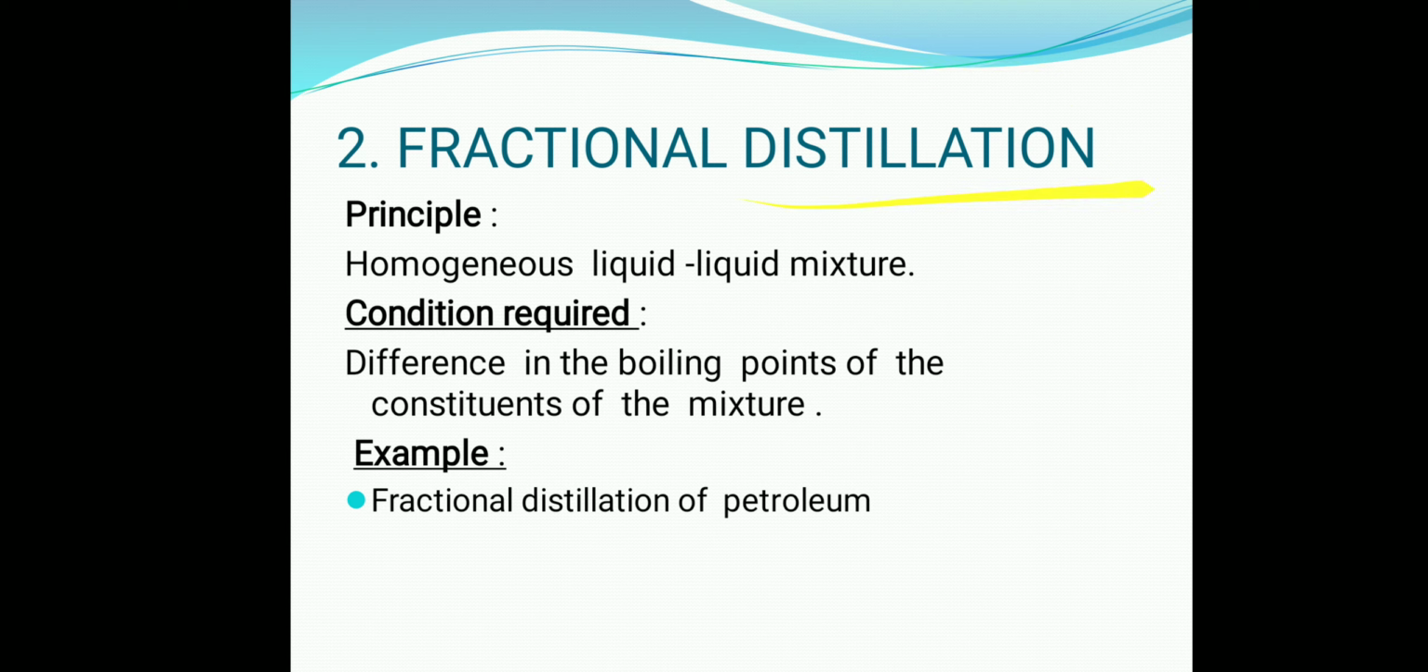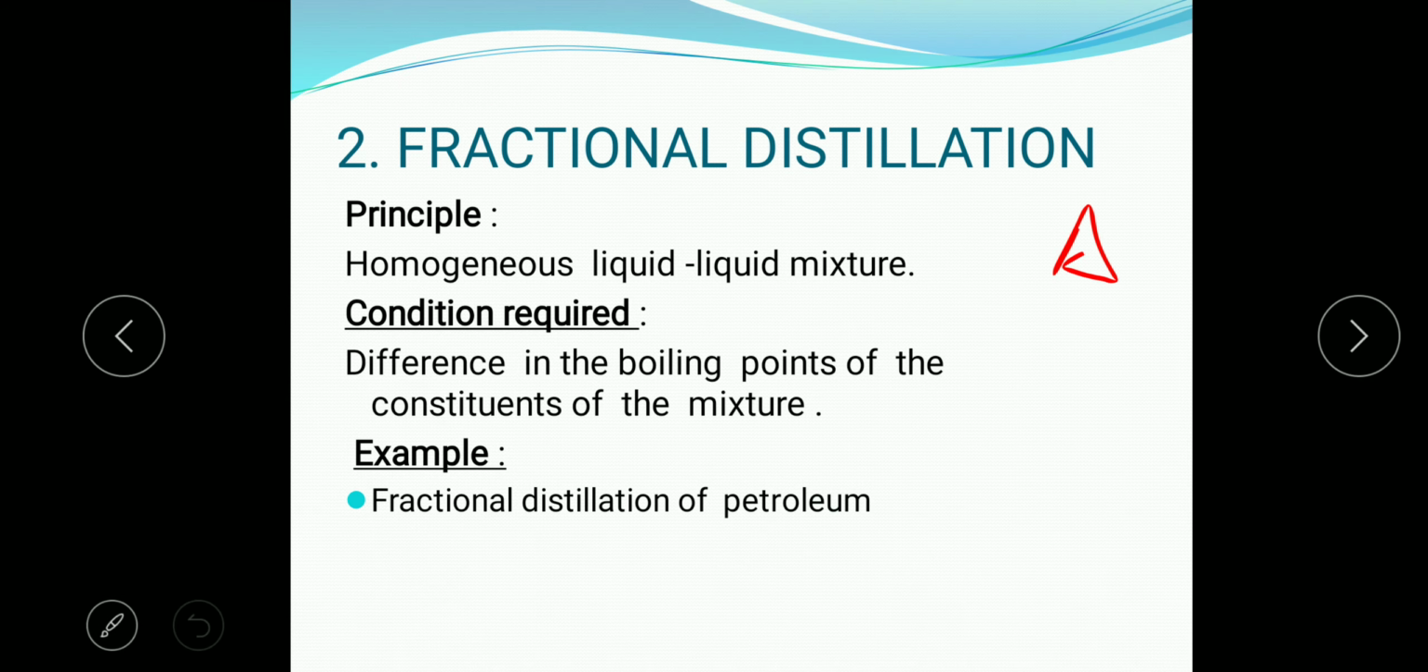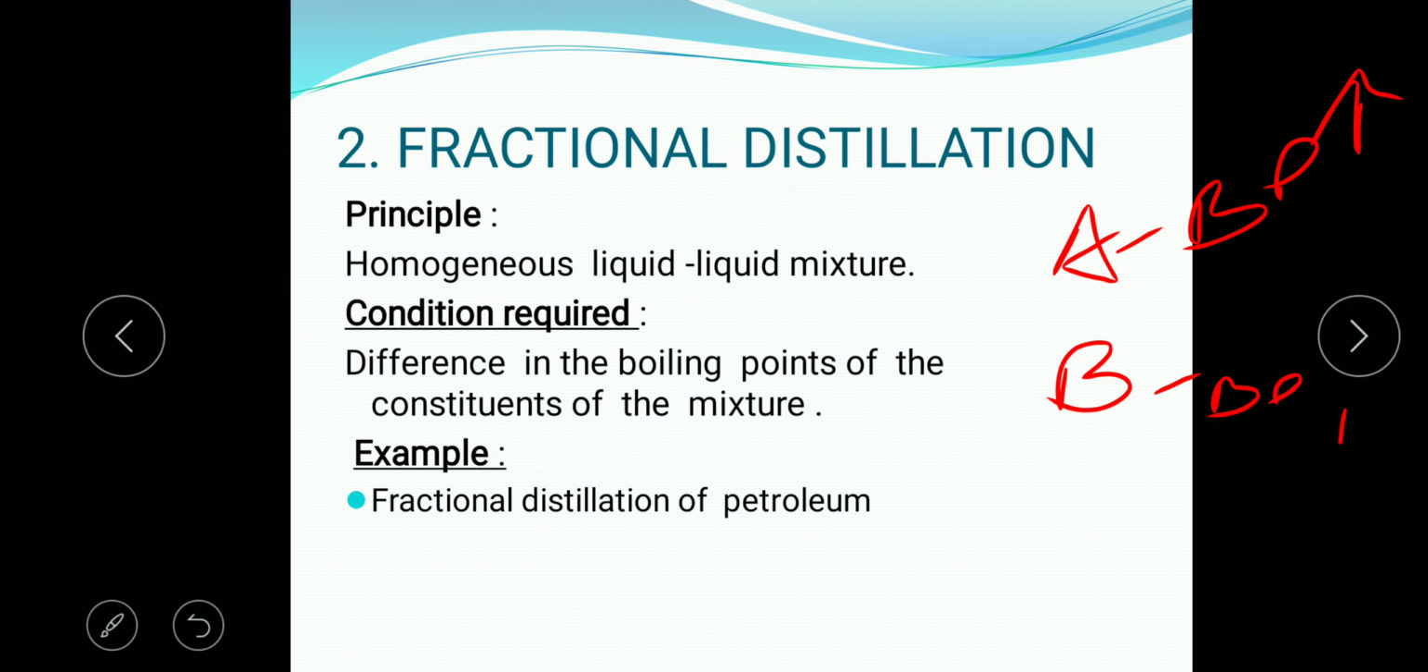So the next method of separation we have to study for liquid mixture is fractional distillation. The principle behind it is that we can separate the homogeneous liquid mixture by the process of fractional distillation. What are the conditions required here? Here the condition is the difference in the boiling point of the constituents of the mixture. It means if it is a mixture of two liquids, let the constituents be A and B, then the boiling point of one should be higher and the boiling point of the other constituent should be lower.